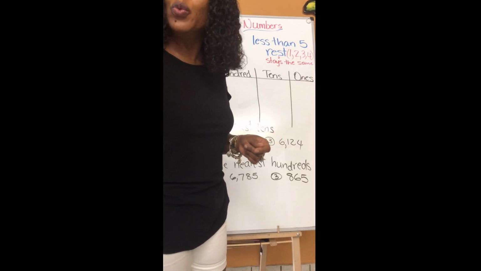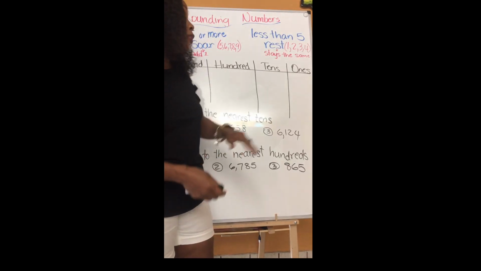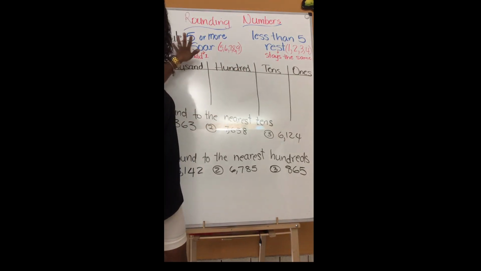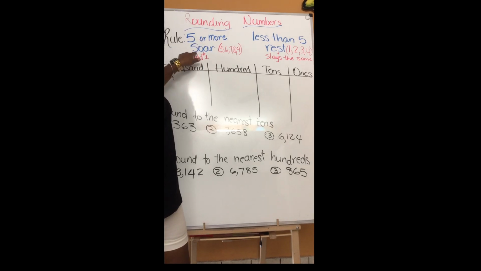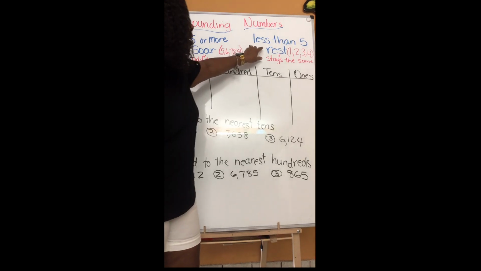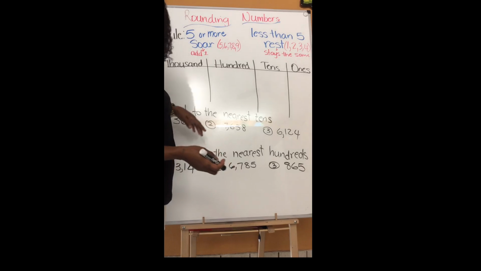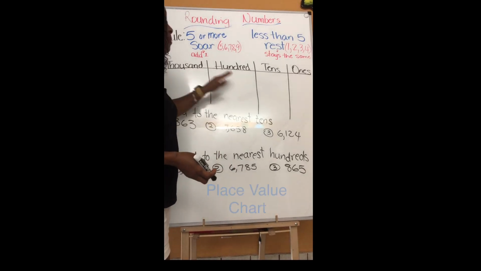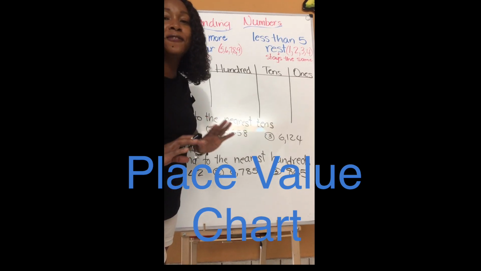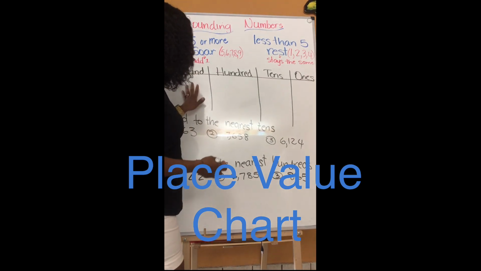Now that's basically what we do when we're rounding numbers. But as I go, I'm going to filter in the rules so you really understand what it is saying. So here it says 5 or more, soar, and I have 5, 6, 7, 8, 9, and I add 1. Less than 5, rest: 1, 2, 3, 4 stays the same. So you'll notice that I draw my place value chart. If you can do it without the place value chart, fine. If it's hard for you to do it without the place value chart, draw it.